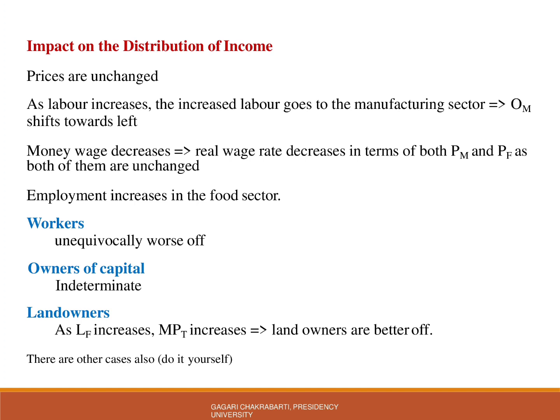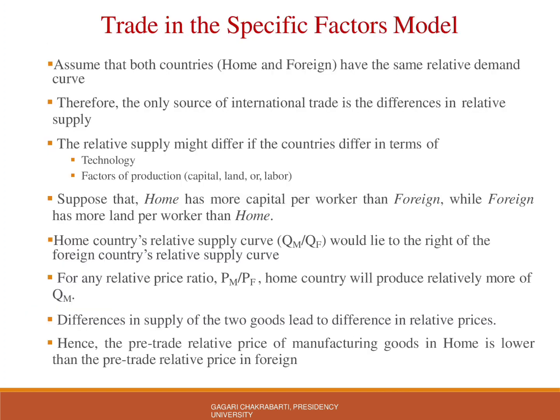Thus far, we have considered the pre-trade equilibrium in the home country. Similarly, we can derive that in the foreign country. What has happened if the prices change and the endowments change? Of course, these results have implications for policies as well as for the trade policies. So now we shall be moving on to the trade in the specific factors model. What is the basis for trade and how will the gains from trade be distributed?